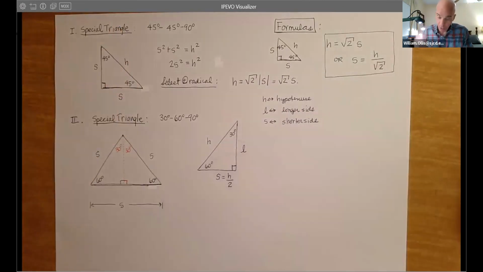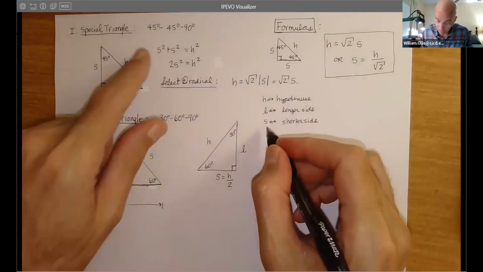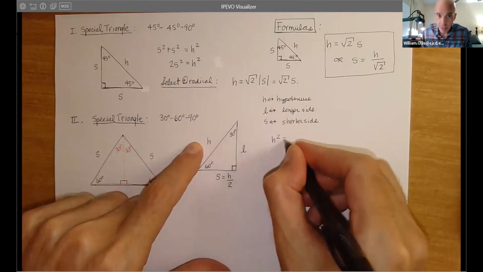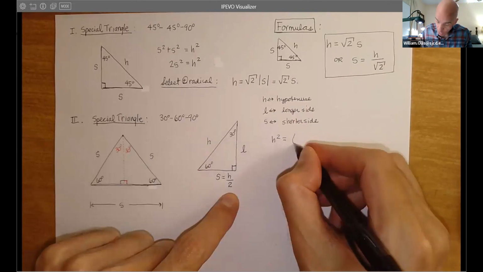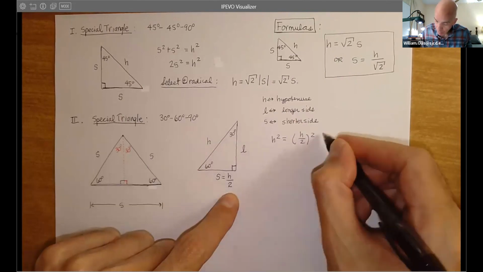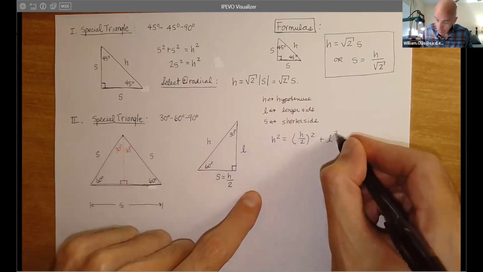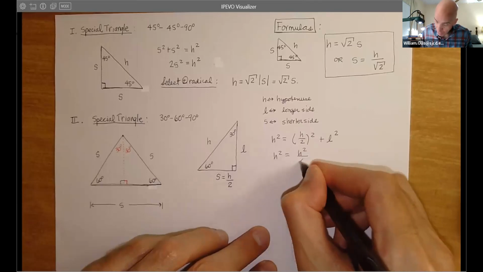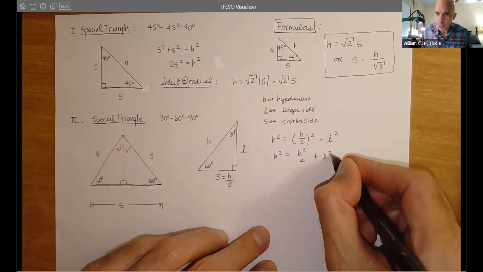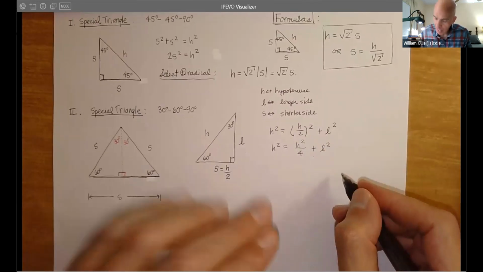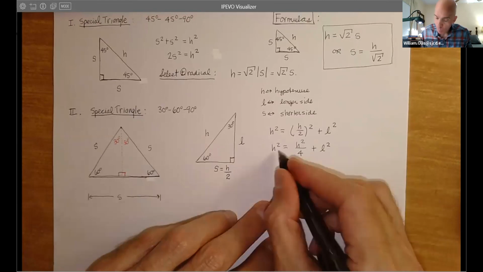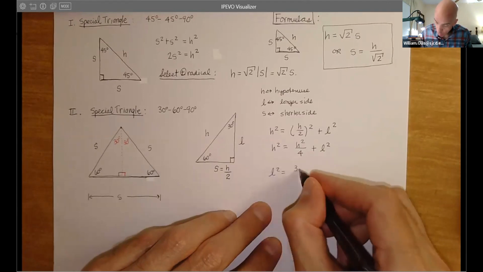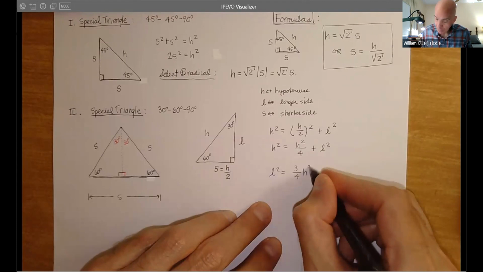And so now when we look at this, we can apply the Pythagorean theorem. So this will be what? Hypotenuse squared equals the sum of the legs squared. So this will be H over 2 squared plus L squared. So we've got H squared equals H squared over 4 plus L squared. I know you've done this before. Maybe this is kind of dry and boring, but maybe it's a little rusty. And so now L squared, we'll just subtract 1/4 from 1. So L squared is 3/4 H squared.